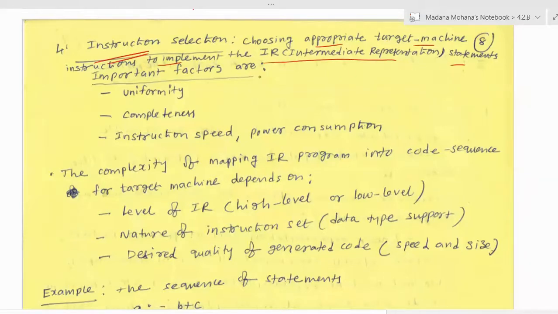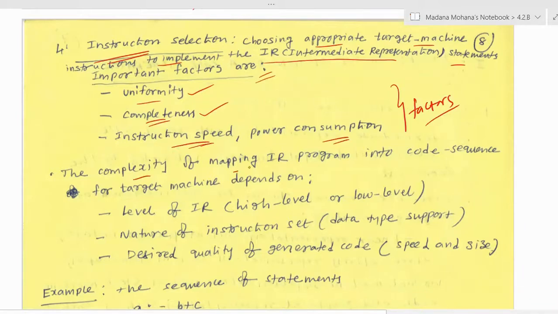Here some important factors during instruction selection: we need to consider uniformity, completeness, instruction speed and power consumption. So these factors need to be considered during instruction selection.